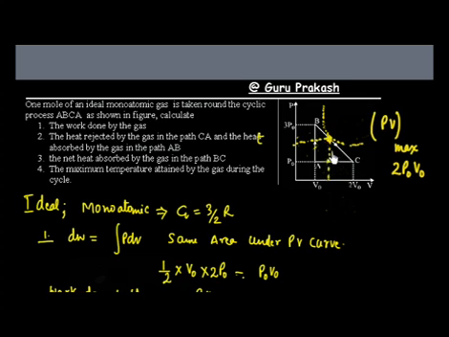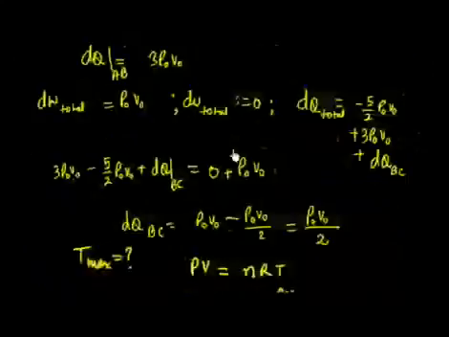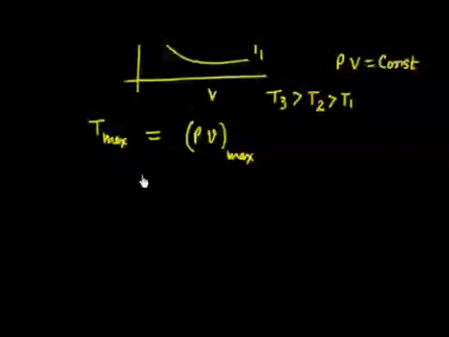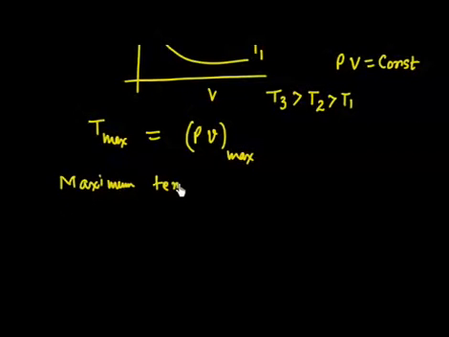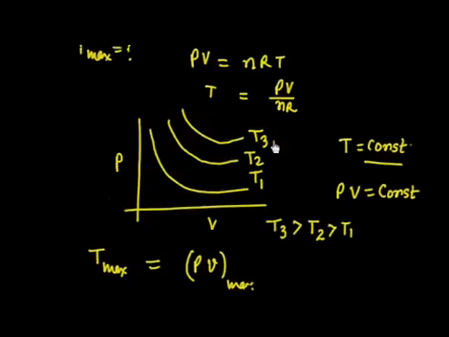This point you have to understand. So we will get the maximum temperature on process BC. So I know now the maximum temperature will be achieved in process BC. Are you getting it? Now this is mathematics only. Now we have to do mathematics.